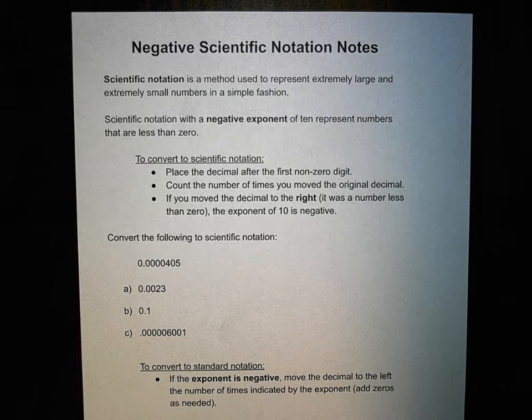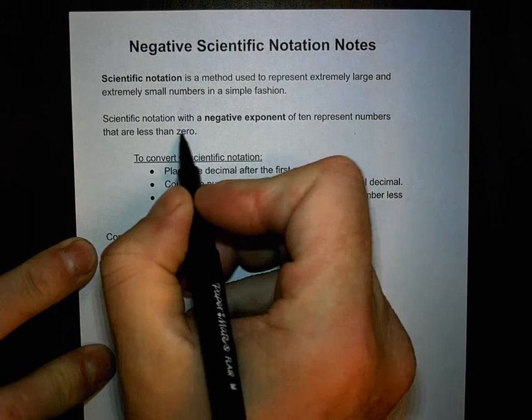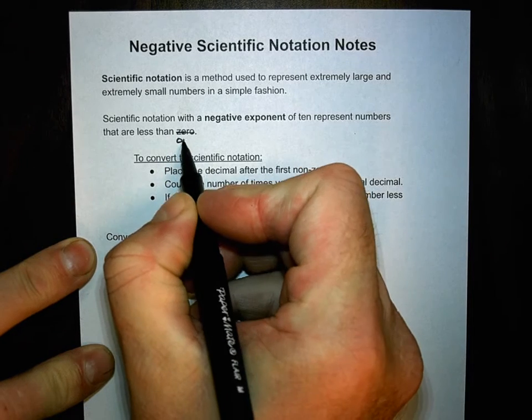Big Chungus. Hi. So, scientific notation, again, used to represent extremely big numbers and extremely small numbers. Today we're dealing with extremely small numbers, or numbers less than 1.